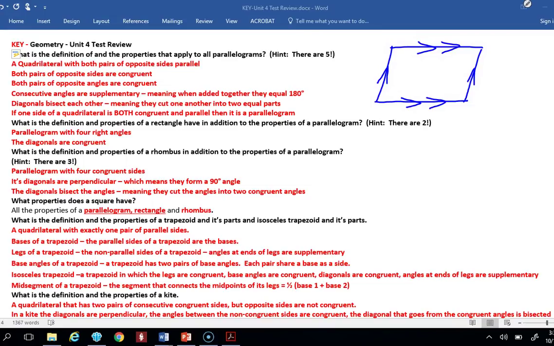So we indicate that with tick marks. So this is a pair of opposite sides and they're congruent. And this is a pair of opposite sides and they're congruent. Notice that I don't have the same number of tick marks on those sides because not all four sides are congruent. Only opposite sides are congruent.